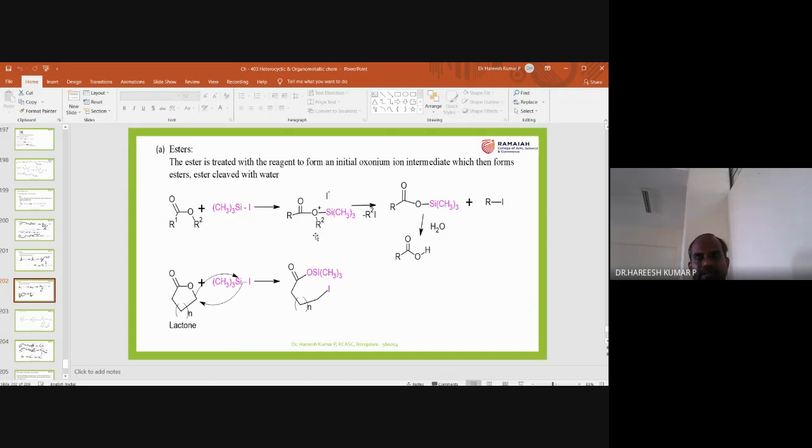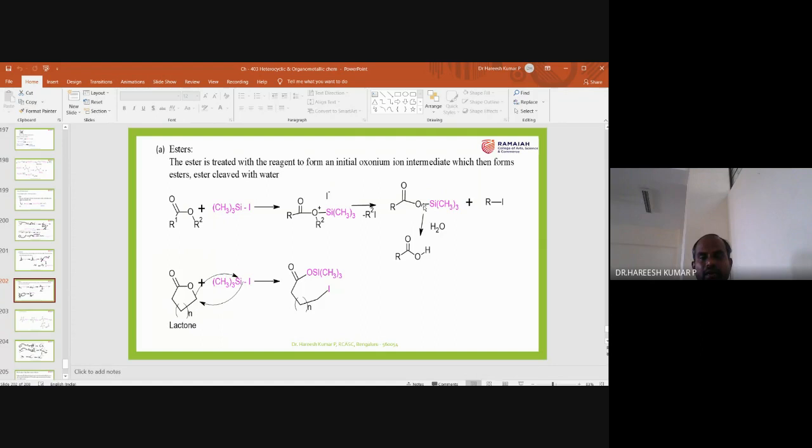Once there is an intermediate like this, what will it do? There is a positive charge. This is called the oxonium ion intermediate. Since there is a positive charge on the oxygen, the bond pair between the oxygen and alkyl turns into a lone pair. That means R2 attains a positive charge. This R2 positive charge is attacked by I minus, and there will be a formation of alkyl halide.